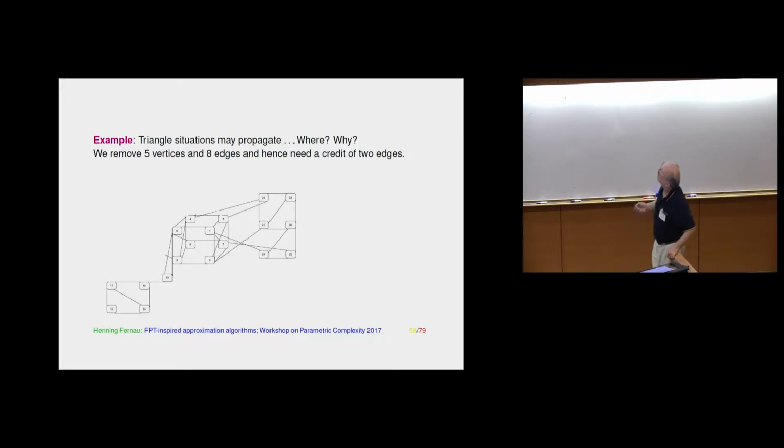Well, there are more triangles like that. I say here that triangle situations may propagate. Do you understand what I mean with this propagation? So where are more triangles in this graph? Well, for instance, down here. Here is a triangle with a degree 2 vertex in it. So if I now take these 2 vertices in the cover, then all of a sudden this becomes a vertex of degree 1. So this means that number 19 should be in the cover. So all of this disappears. So altogether 5 vertices and 8 edges will disappear.